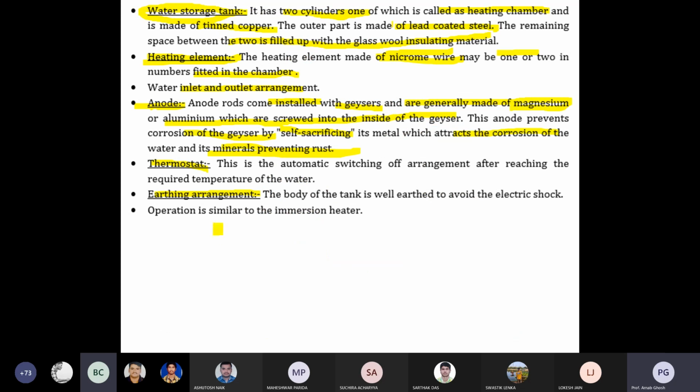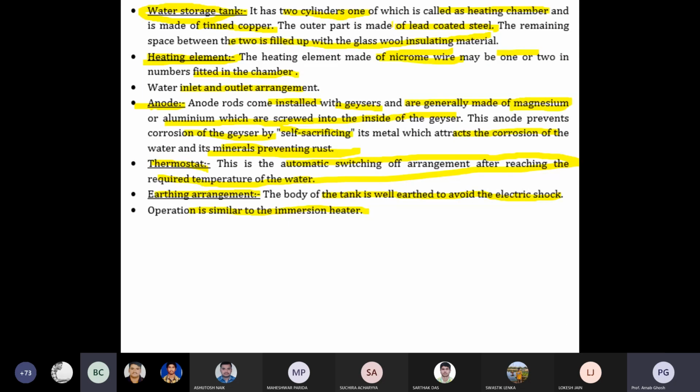Thermostat: an automatic switch-off arrangement after reaching the required temperature of the water. Earthing arrangement: the body of the tank is well earthed to avoid electric shock. That is the protection I am talking about. The operation is similar to the immersion heater, more or less similar.